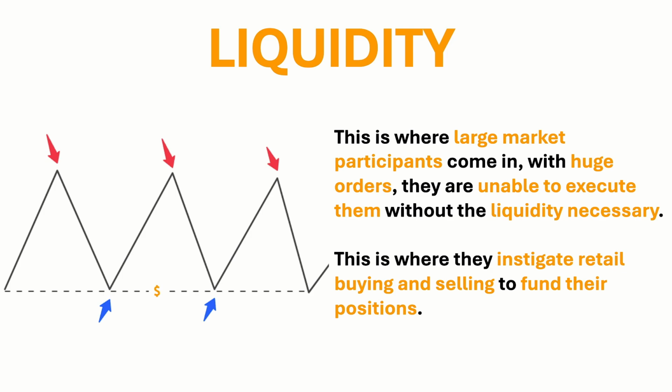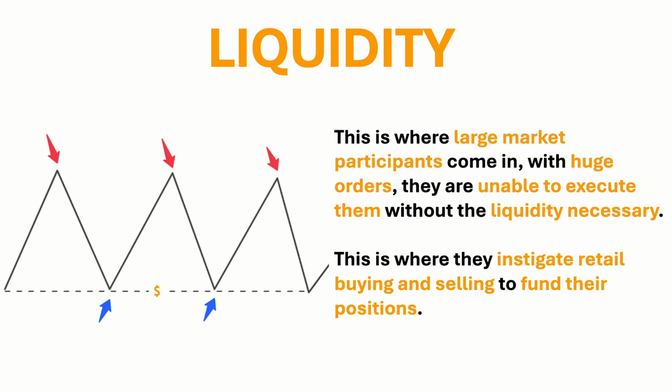Now, because there is not always the liquidity necessary for them to execute their positions, they instigate retail buying and selling to fund their positions. What does this mean? Smart money, or large market participants, will create a scenario or a market which will influence traders to trade in order so they can use them as liquidity.